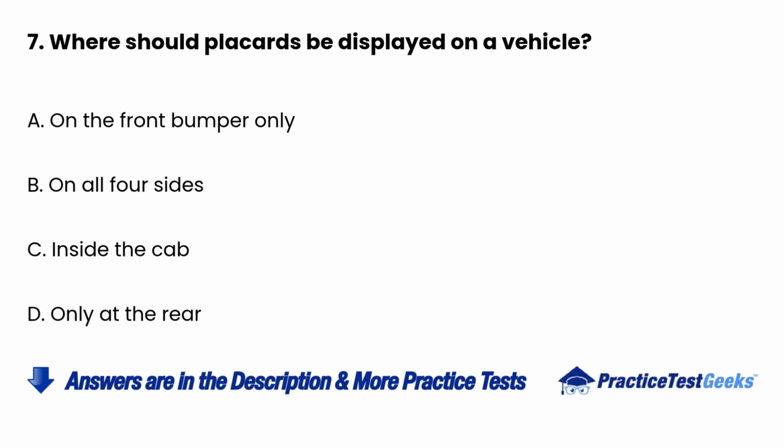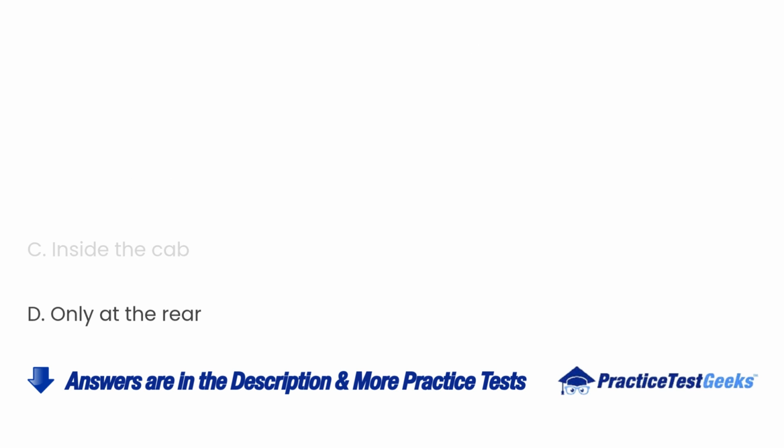7. Where should placards be displayed on a vehicle? A. On the front bumper only. B. On all 4 sides. C. Inside the cab. D. Only at the rear.